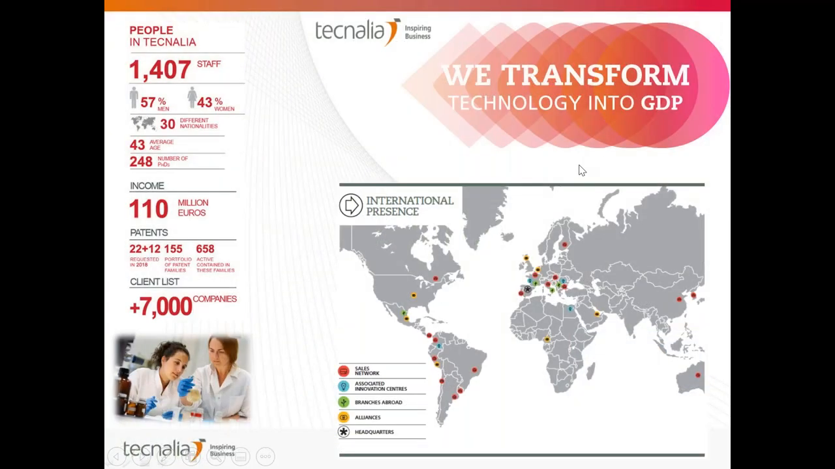Before I start to give an overview about Volatile, I would like to give a short introduction, like he also did before, about where I'm coming from. I'm working at Tecnalia, one of whose aims is to transform knowledge and technology into GDP. We are quite a huge organization, with more than 1,400 staff. As you can see in the picture, our headquarters are in the Basque Country in Spain, but we are active worldwide with our own offices or shares in other technology centers.